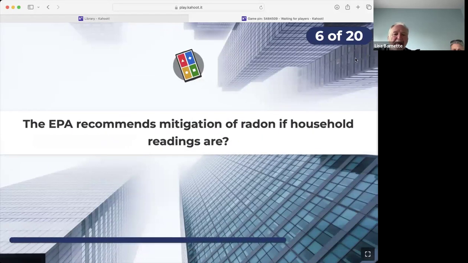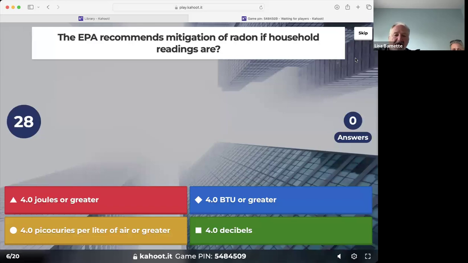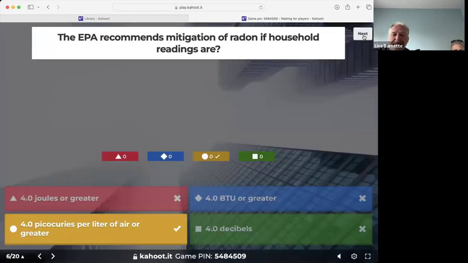The EPA recommends mitigation of radon if household readings are A, 4.0 joules or greater, B, 4.0 BTU or greater, C, 4.0 picocuries per liter of air or greater, or D, 4.0 decibels. And of course, the answer there is 4.0 picocuries per liter of air. For residential purposes, that's what has been established as the point that it gets problematic. And by the way, exposure to radon would need to be long-term concern at 4.0 picocuries per liter or higher.